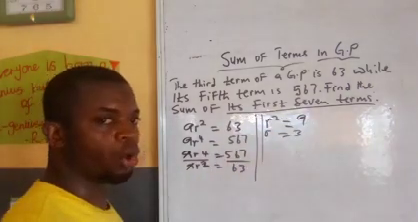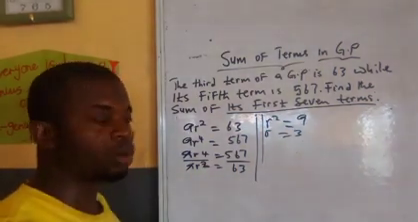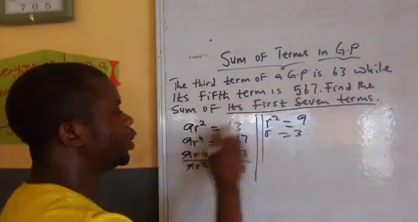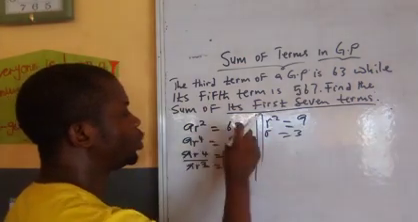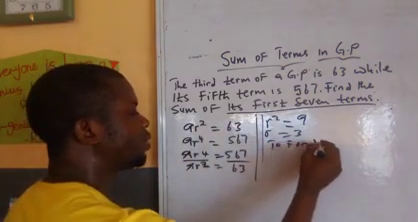But we need to get our a also, since we have gotten the ratio, because in the formula we have a and r. So to get our a now, we just substitute into any of the equations. Let's use equation 1. We pick this one out to find a now.